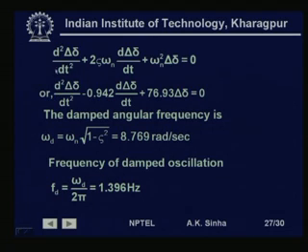and because of this negative damping, substituting the values in the expression for the dynamics of the system, we get d2 delta delta by dt2 minus 0.942 d delta delta by dt plus 76.93 delta delta is equal to 0. This term has become negative because zeta is negative. The damped angular frequency for this again is 8.769 radians per second, which again gives you a damped frequency of oscillation as 1.396, similar to what we have got earlier.